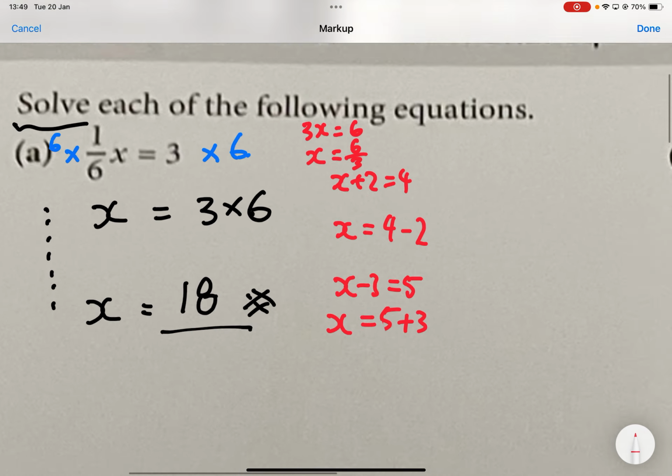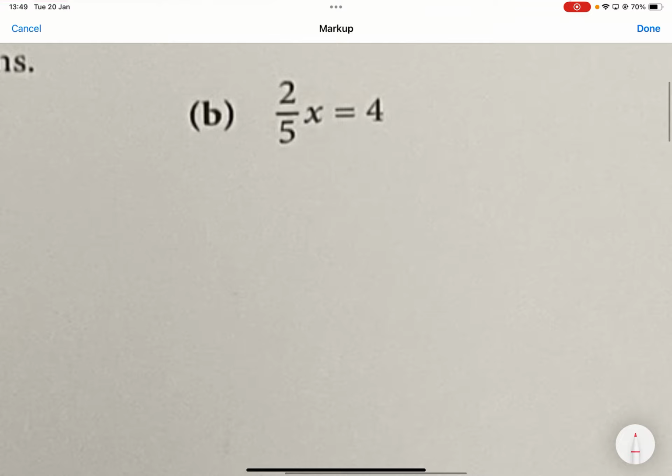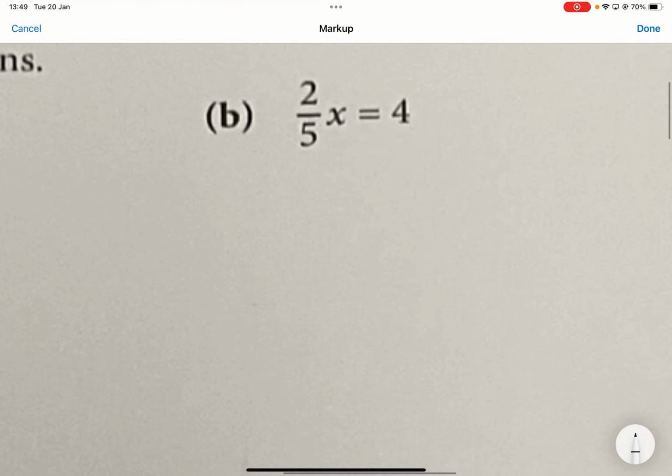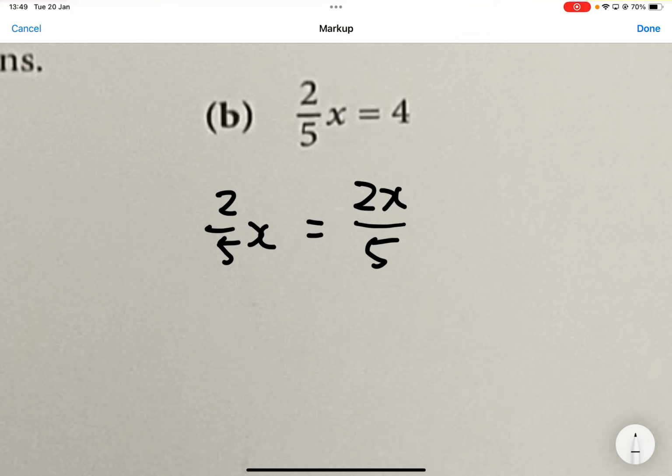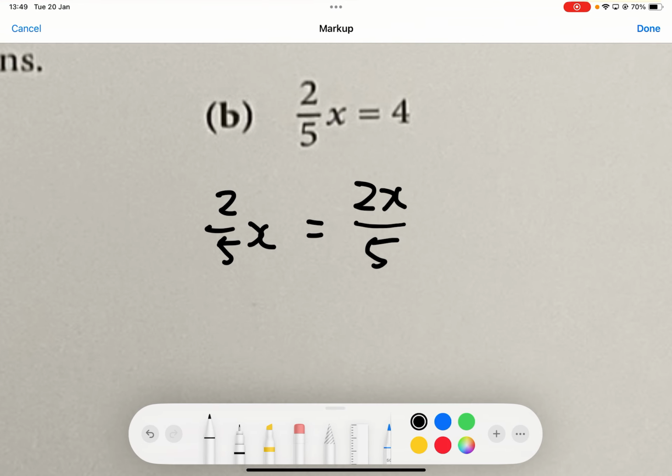Okay? Let us look at one more question. This time round, 2x over 5. 2/5 x is the same as 2x over 5. Okay? 2 times x, then divide by 5.